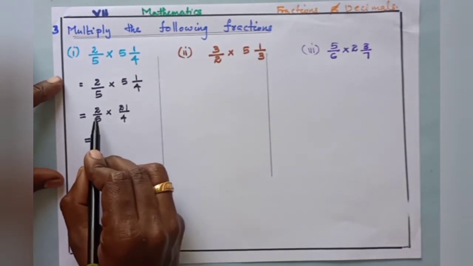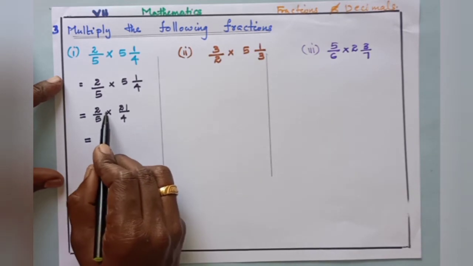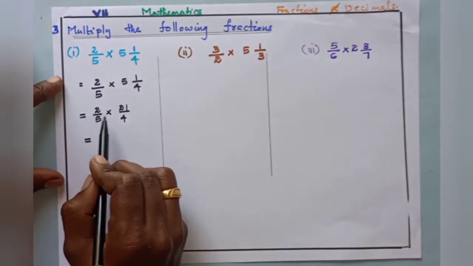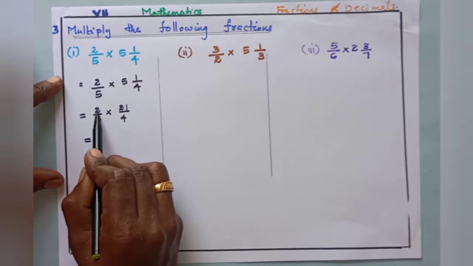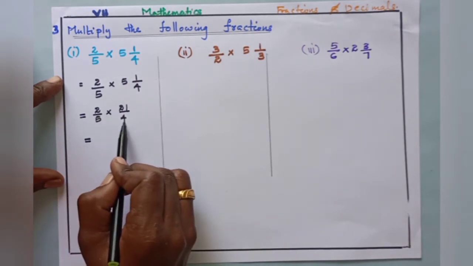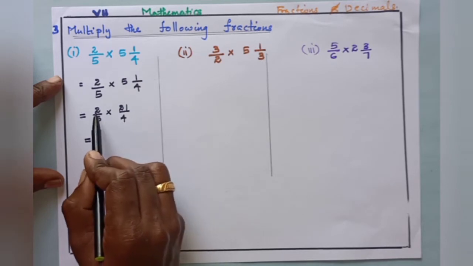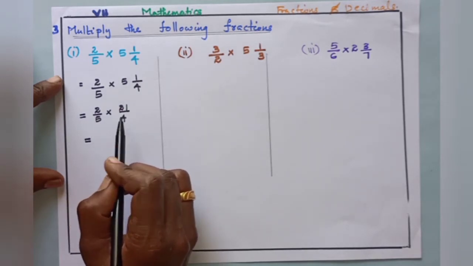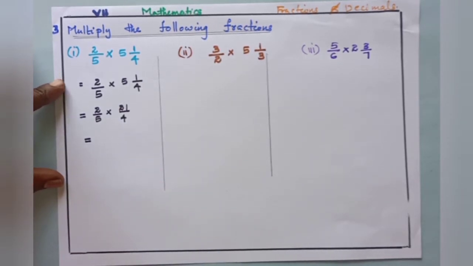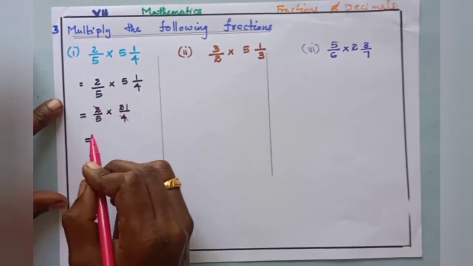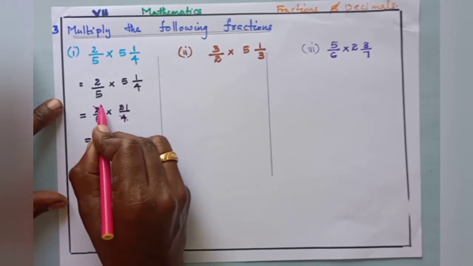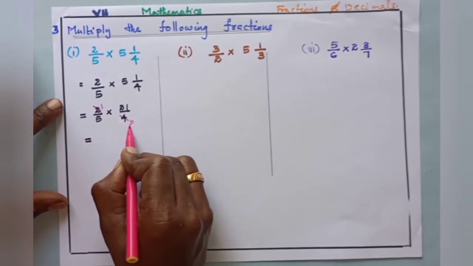Then look, is any cancellation possible here? The numerator is 2. See this denominator 4. 2 and 4, the highest common factor is 2. So we can cancel 2 by 2 and 4 by 2. 1 2 is 2. 2 2s are 4.